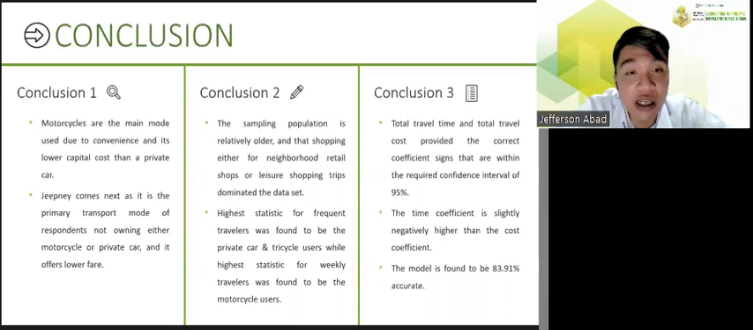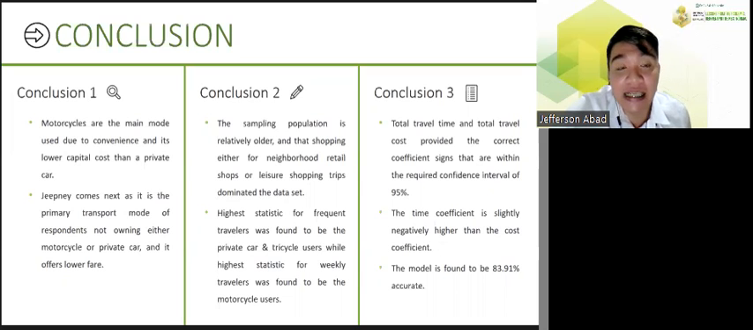Moreover, the sampling population is relatively older, and shopping, either for neighborhood retail shops or sari-sari stores, dominated the dataset. The highest statistic for frequent travelers was found to be private car and tricycle users, while the highest statistic for weekly travelers was found to be motorcycle users. This could be attributed to the privilege of not having any access or egress modes and waiting time, thus inclining them to travel more due to the higher comfort of being on a private transportation mode.